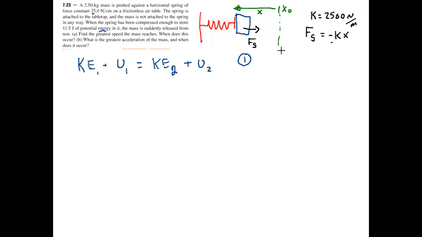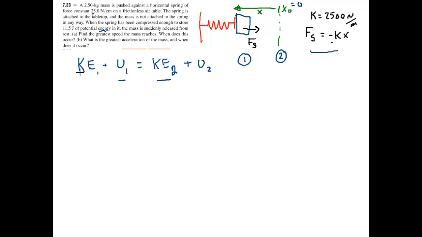And I'm going to choose that point 2 to be where the spring was unstretched. Essentially, at that point, the spring will no longer be applying a force. x naught is going to be equal to 0. At that point, the mass has reached its greatest speed. So it has reached its greatest speed where the spring was initially compressed, and that's going to be 0. At that point, all of the spring energy has been converted into kinetic energy.